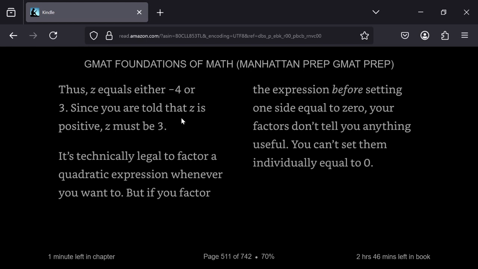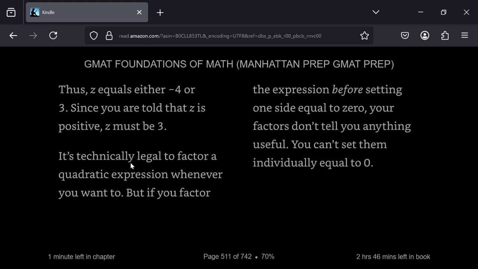Since we were told that z is positive, then z must be 3. We can't take the other possibility, negative 4, at all, because we were told right from the start that this value of z is positive. So it must be 3.